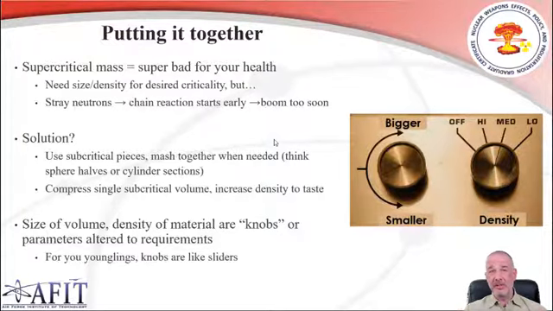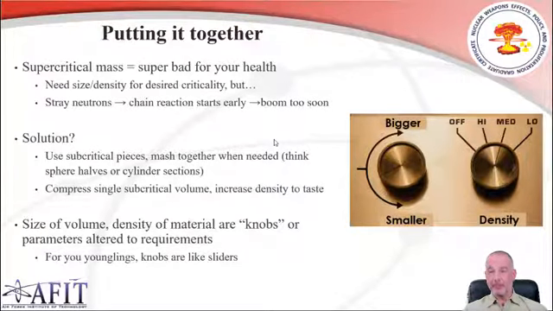So the solution to this is actually what they originally had designed that core, the so-called Demon Core, was that you take your supercritical assembly and you cut it in half or into multiple pieces and you separate them. So by being separated, you now have two subcritical assemblies. It's not possible for them to sustain a fission chain reaction.